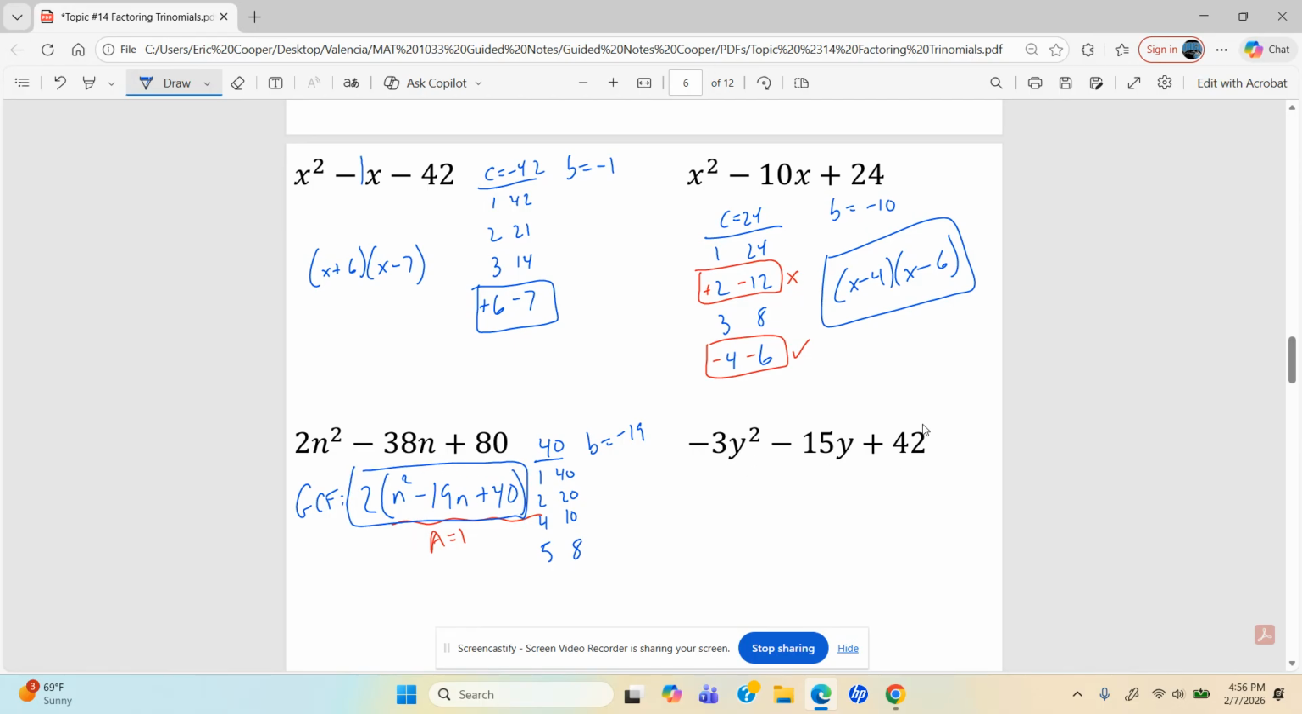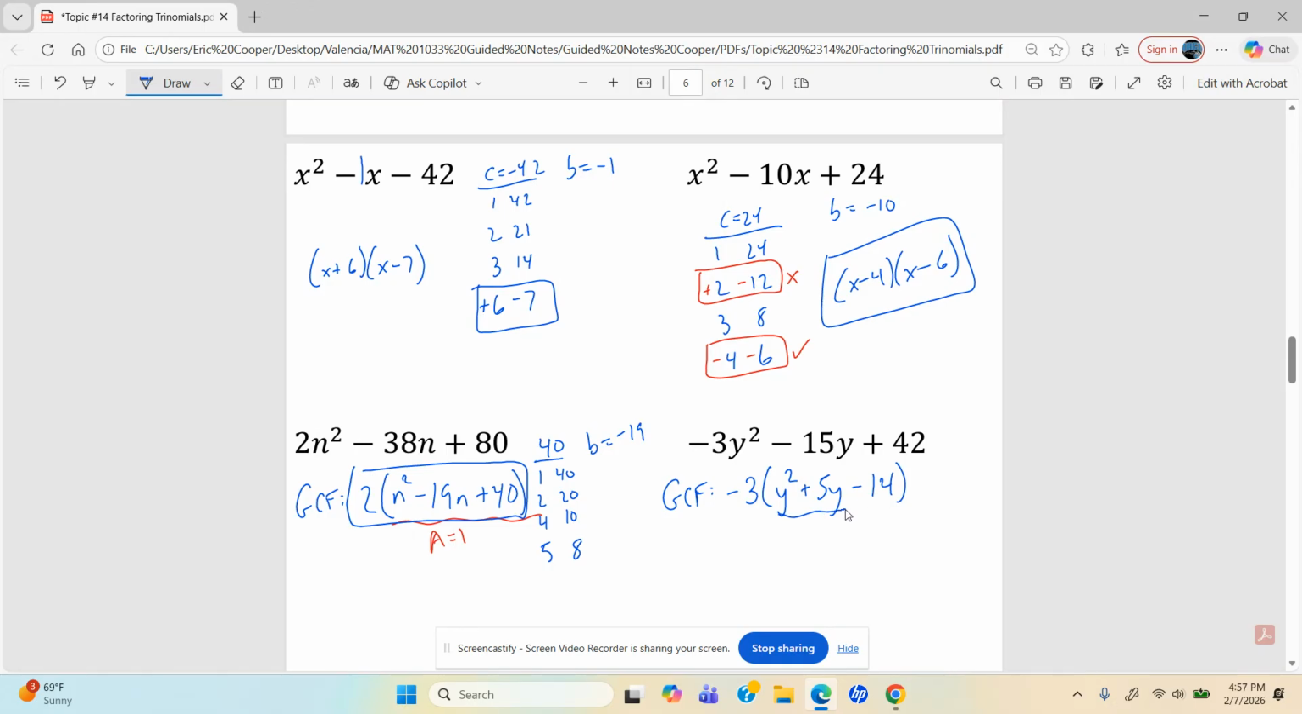Let's do the same for the next problem. Again, there's a number in front of the y squared, but all of these terms are multiples of 3, so we're going to take out a GCF of a negative 3. Taking that out, negative 3 divided by negative 3 is a y squared. Negative 15 divided by negative 3 is a positive 5y. And 42 divided by negative 3 is a negative 14.